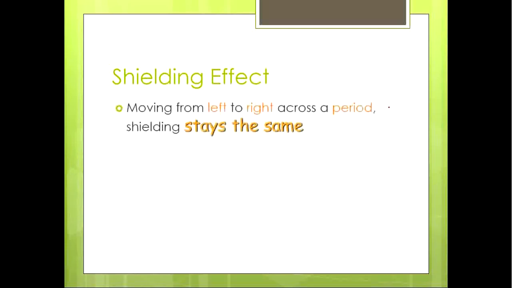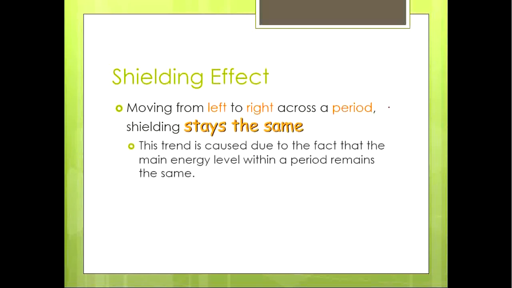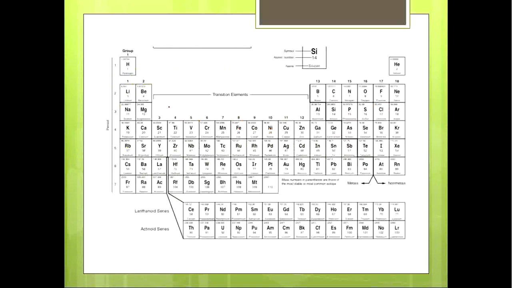As you move from left to right across a period, shielding stays the same. The reason shielding stays the same from left to right is because you're on the same energy level. If you take a look at period 2, lithium is on period 2 and neon is on period 2, and because they're on the same period, they're going to have the same amount of shielding between their valence electrons and the nucleus.